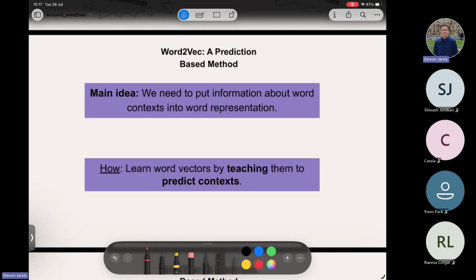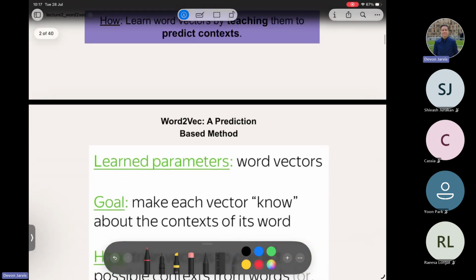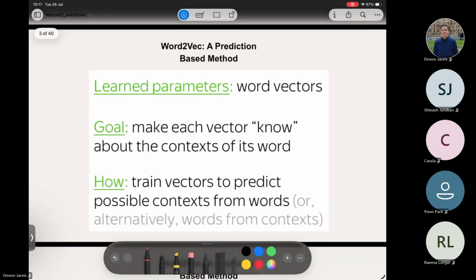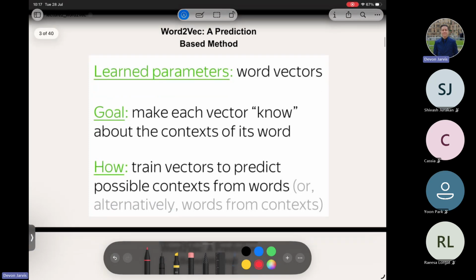Okay. So here's the main idea. We need to put information about word context into word representations, and we learn word vectors by teaching them to predict their contexts. Okay. So the parameters in this case are the word vectors. So this is the one sentence that gets a bit strange. So the way these slides work is they express this more in terms of probability. I'm going to explain it that way, and then I'm going to show you how it actually just maps directly onto a neural network. Okay.